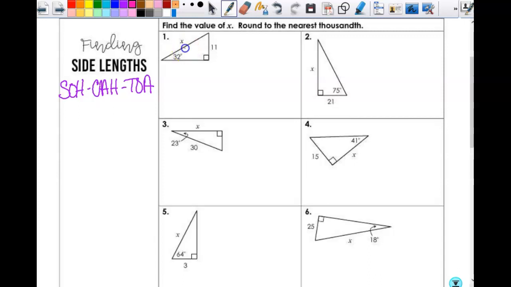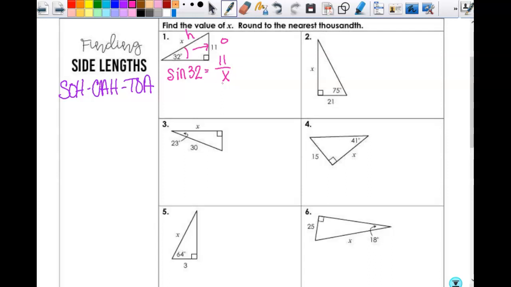So here's my angle. This is the opposite side. This is the hypotenuse because it's across from the right angle. So which trig ratio uses opposite and hypotenuse? Sine. Thank you. So you always take sine, cosine, or tangent of what? The angle. Yes. So I'm going to take the sine of 32. That's equal to the opposite, which is 11, over the hypotenuse, which is x.